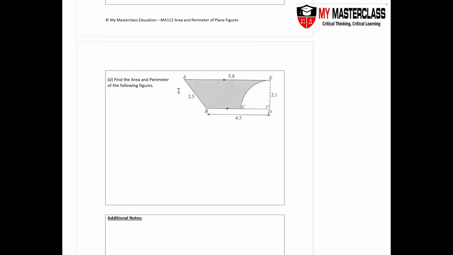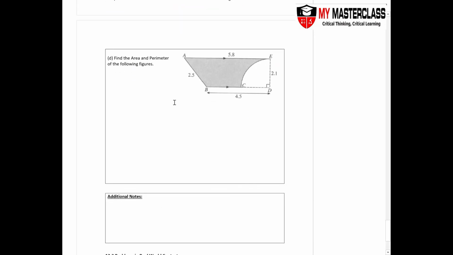Alright, in the chapter of area and perimeter of plane figures, we are using this particular question, where you are involving a trapezium as well as a quadrant of a circle to find the area and perimeter. Let's say that all of these units are in cm. Now what is the first thing that you're looking out for? Number one, identify that this is a trapezium.